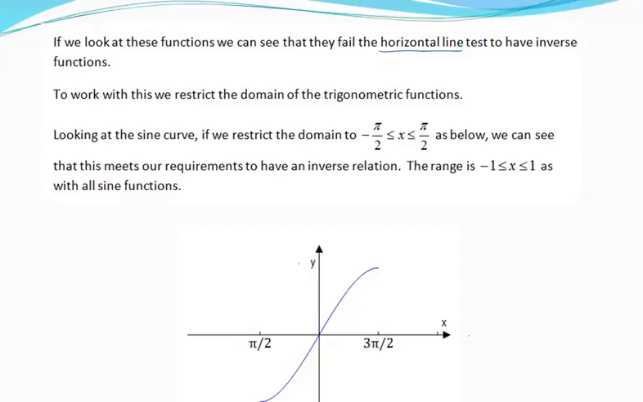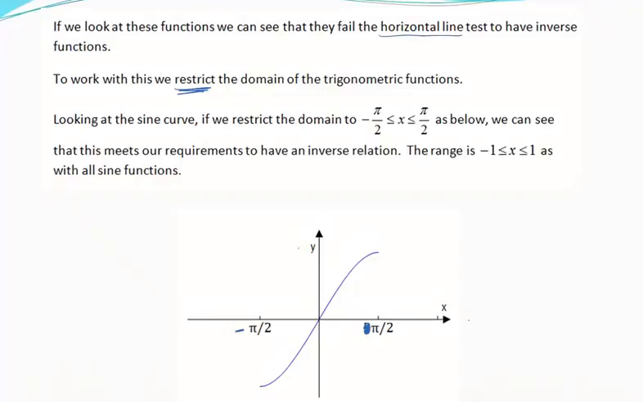So to work around this, we restrict the domain of the trigonometric functions. So looking at our sine curve, if we restrict our domain from negative pi on 2 to positive pi on 2, as we've shown below, we can see this meets our requirements to have an inverse relation. So we won't cut through more than one time. So our range is from -1 to +1 here, and our domain here, negative pi on 2 to pi on 2.